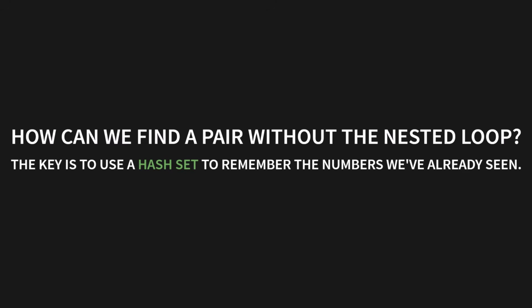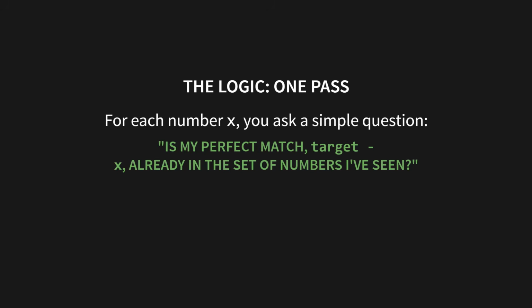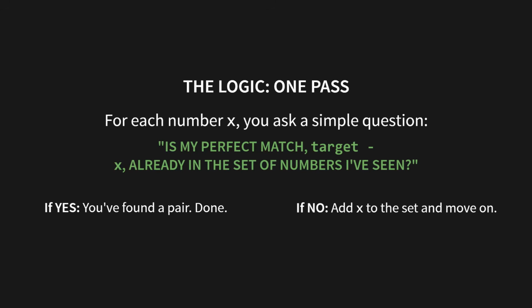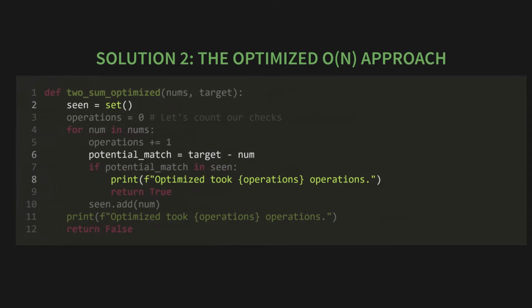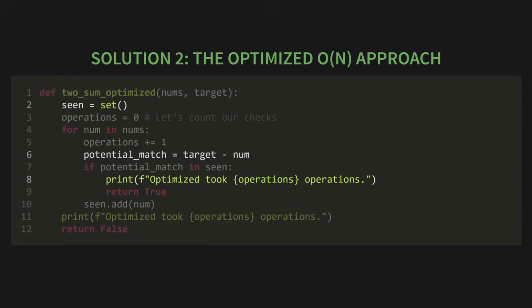So how can we find a pair without that nasty nested loop? The key is to use a hash set to remember the numbers we've already seen. Here's the logic for the one-pass solution. For each number x, you ask a very simple question. Is my perfect match, target minus x, already in the set of numbers I've seen? If the answer is yes, you've found a pair. You're done. If the answer is no, you just add x to the set and move right along. Simple and elegant. This leads us to solution 2, the optimized O(n) approach.